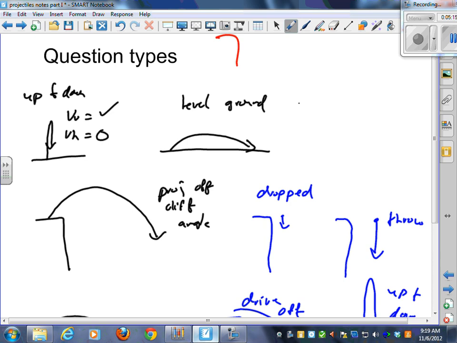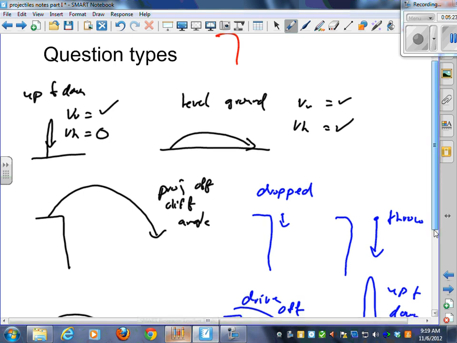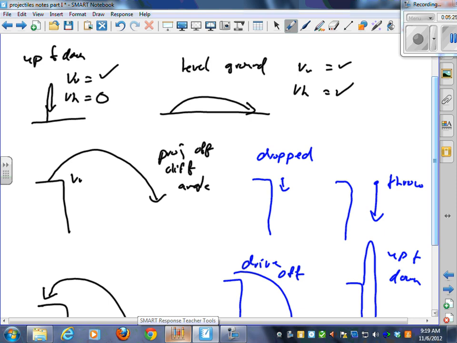When you're projecting on level ground, is there a vertical and a horizontal? Yes. They both exist. If you're projected off a cliff, is there a vertical and a horizontal? Yes. If it's just dropped off a cliff, only vertical, no H, right? No horizontal. If it's thrown off a cliff, same thing, zero.